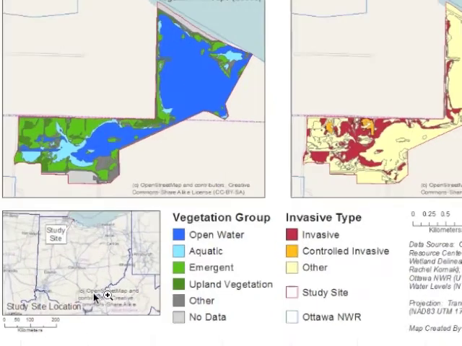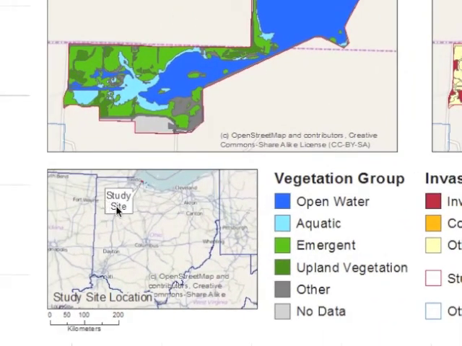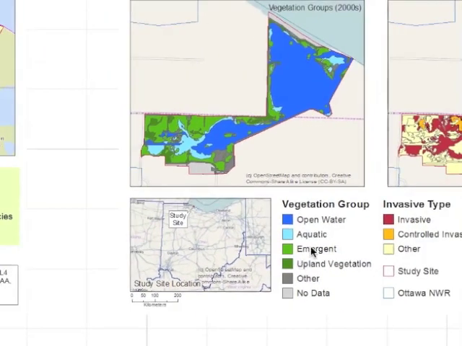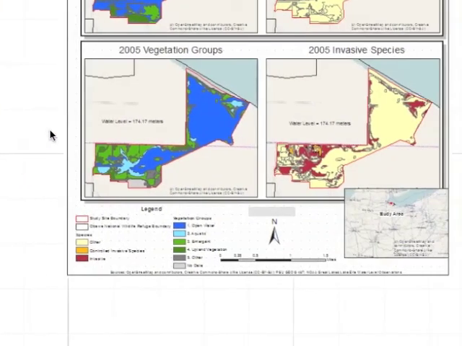Here's a great locator map. It tells you the study site location. It actually labels the study site. You can tell that this is Ohio, mostly. It's a little bit hard to read, but it's getting there. Hopefully you guys can see the range of how helpful these locator maps are.